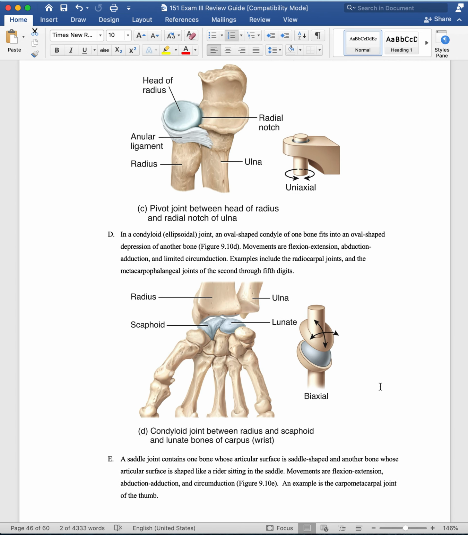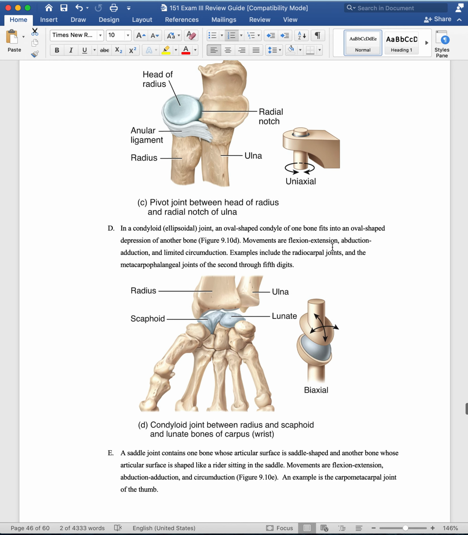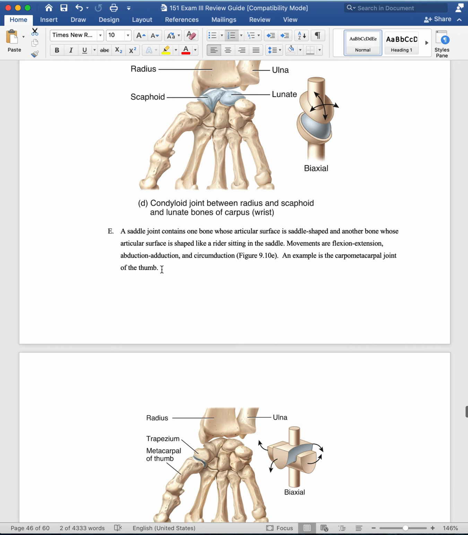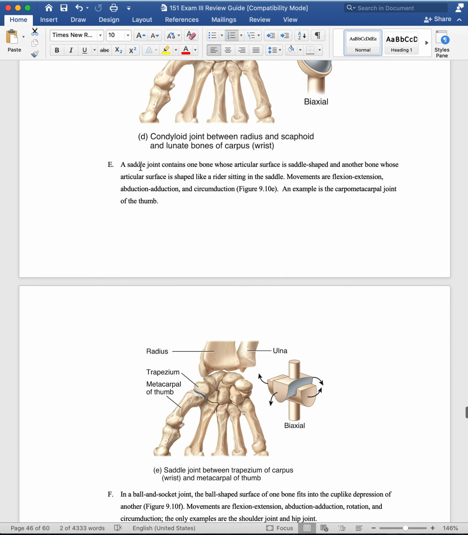All right, condyloid joints are kind of ellipse shaped and allow us to do biaxial motion. They're going to have it when we have one oval shape fitting into an oval bowl, so an oval protrusion into an oval depression. Examples are going to be a lot of different flexion, extension, abduction, adduction, etc. Radiocarpal joints are a good example of this. The metacarpophalangeal joints are also a good example, except for the saddle joint that is found in the thumb. The saddle joint is a very special joint that allows us to have opposable thumbs.